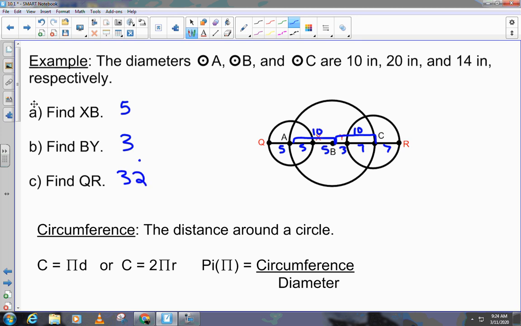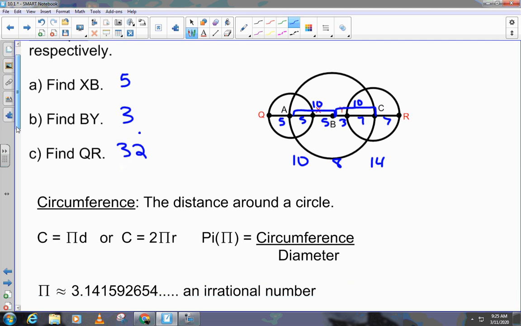Another thing we could do is we know that A has a diameter of 10 and C has a diameter of 14, and this is all we would need because the rest of it overlaps, right? And so then that would be 8, and we could do it like that too, okay, and add those pieces together.